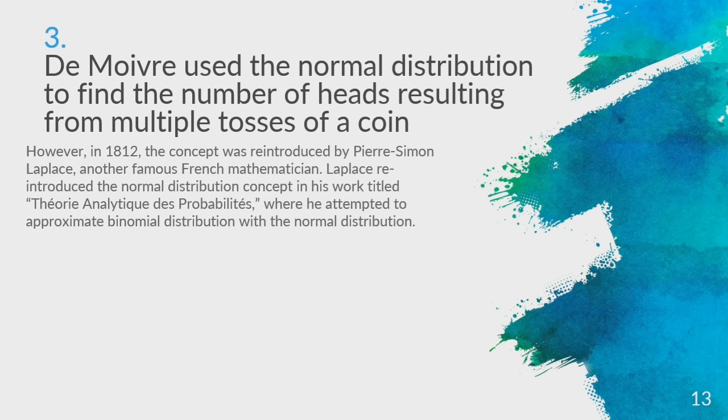However, in 1812, the concept was reintroduced by Pierre-Simon Laplace, another famous French mathematician. Laplace reintroduced the normal distribution concept in his work titled Théorie analytique des probabilités, where he attempted to approximate binomial distribution with the normal distribution. The mathematician found that the average of independent random variables, when increased in number, tends to follow a normal distribution.